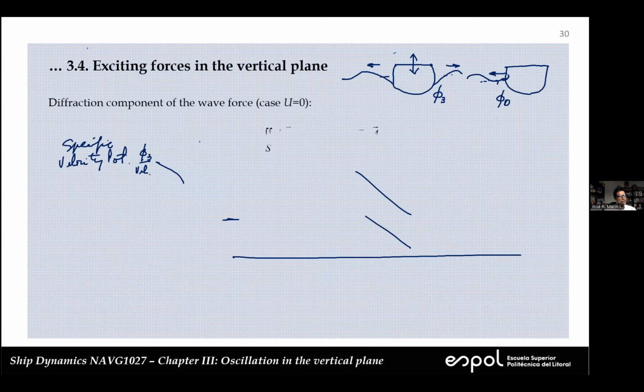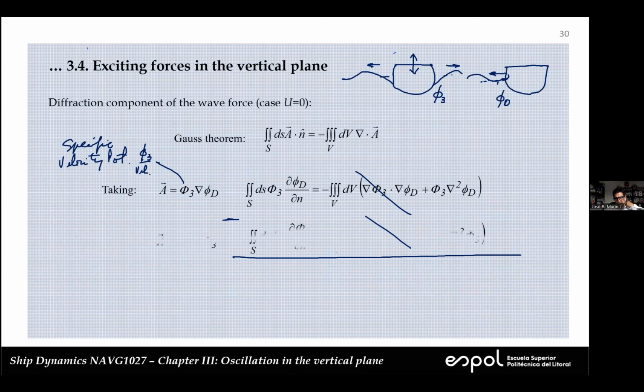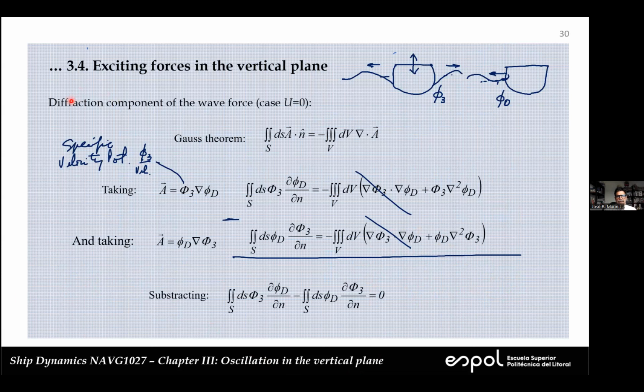Okay, now let's go to the other component. In this case, we make an observation. To calculate the hydrodynamic forces, what we do is this: we move the ship up and down, and we see that there are some waves being generated. That's this problem. We calculate phi3, and we see that there are some waves which are moving away from the ship. This is the case that we're solving right now.